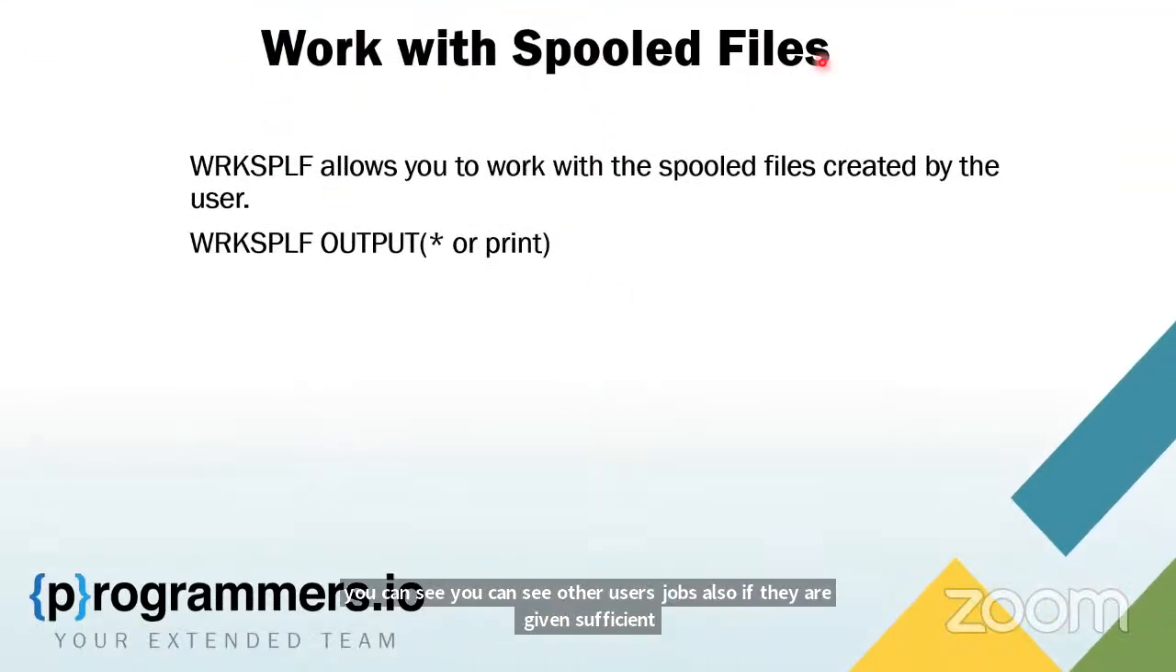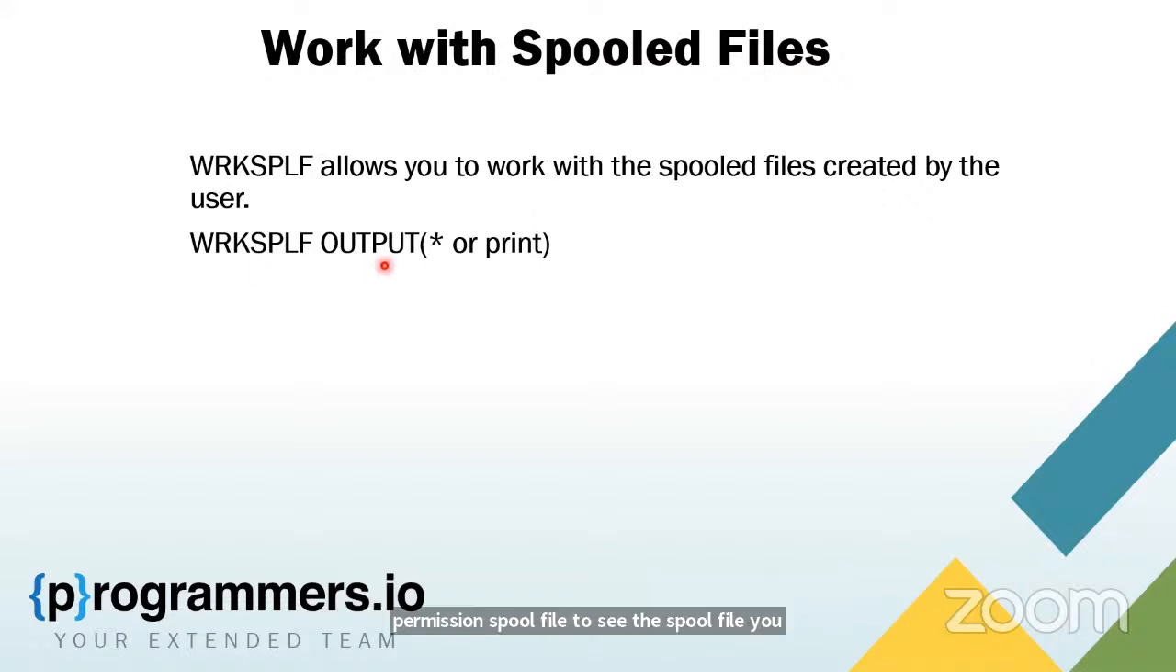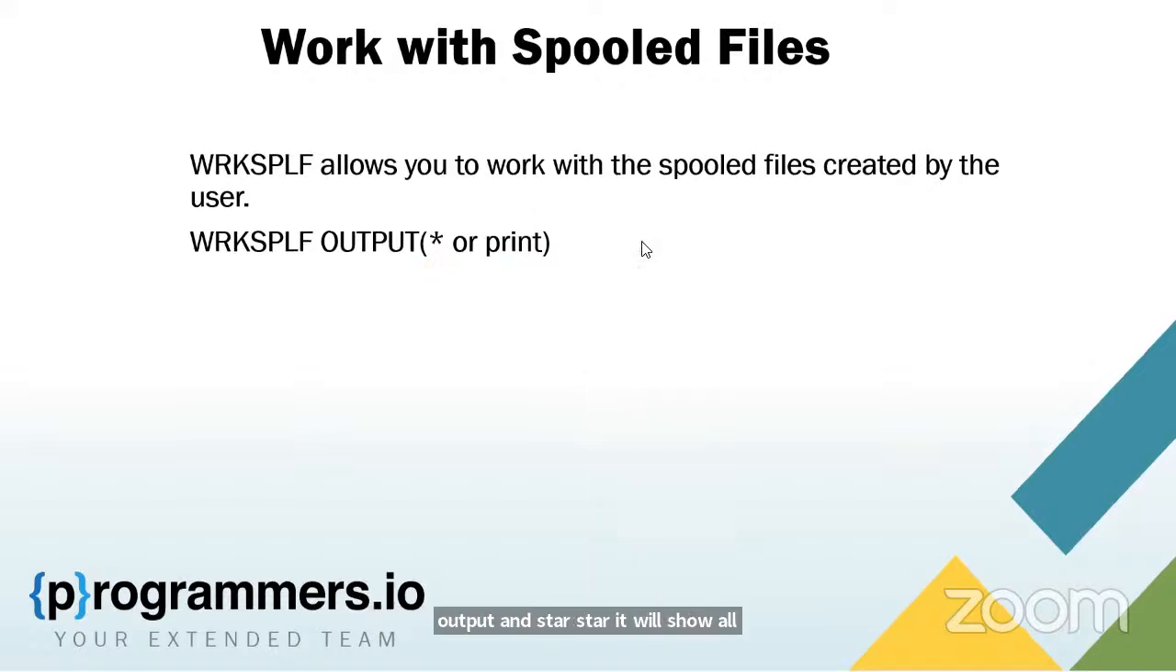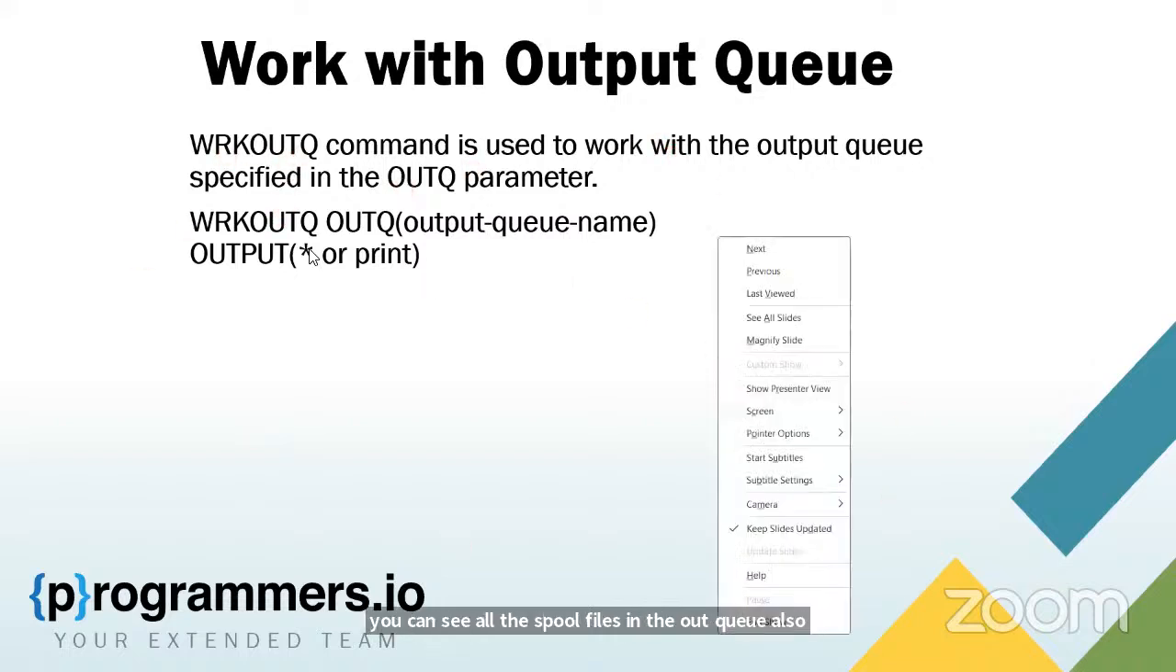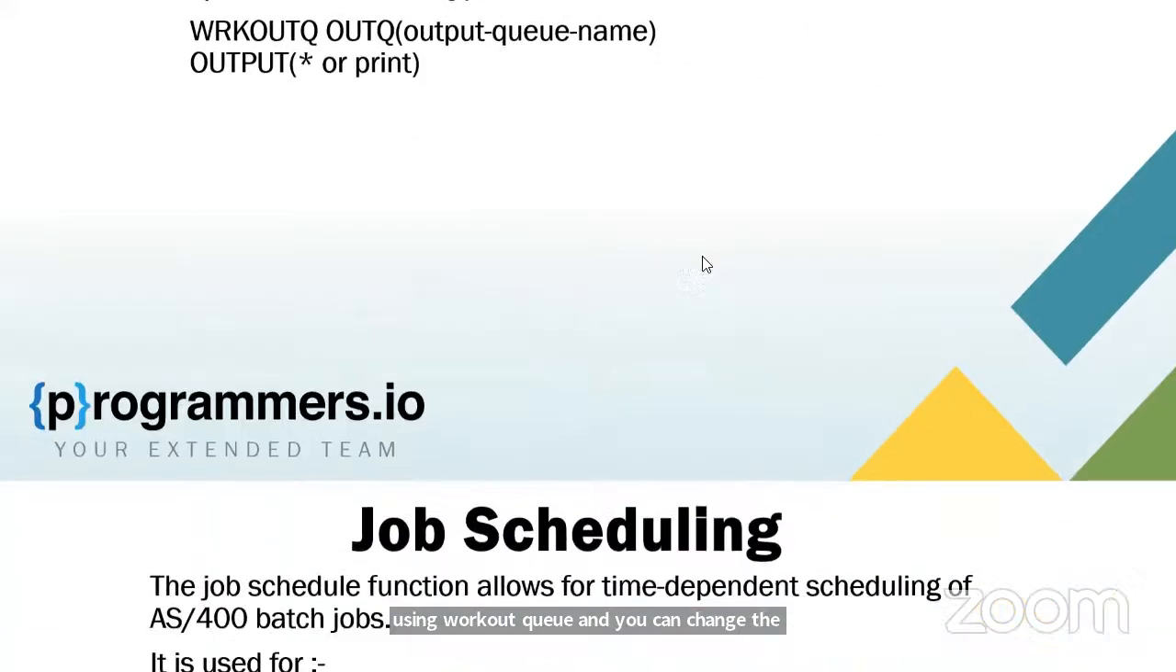For spool files, to see the spool files you have to use Work with Spooled Files, with output and star, and it will show all, or you can see the print. You can see all the spool files in the output queue also. You can say Work with Output Queue, and you can also change the parameters related to this output queue using Work with Output Queue, and you can change the printer file associated with it and those kinds of things.